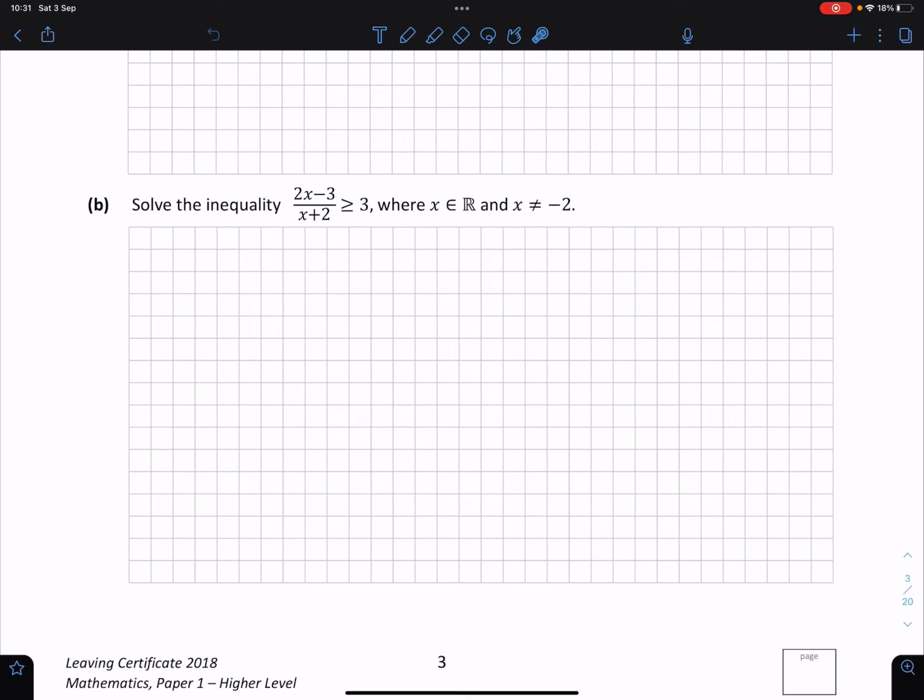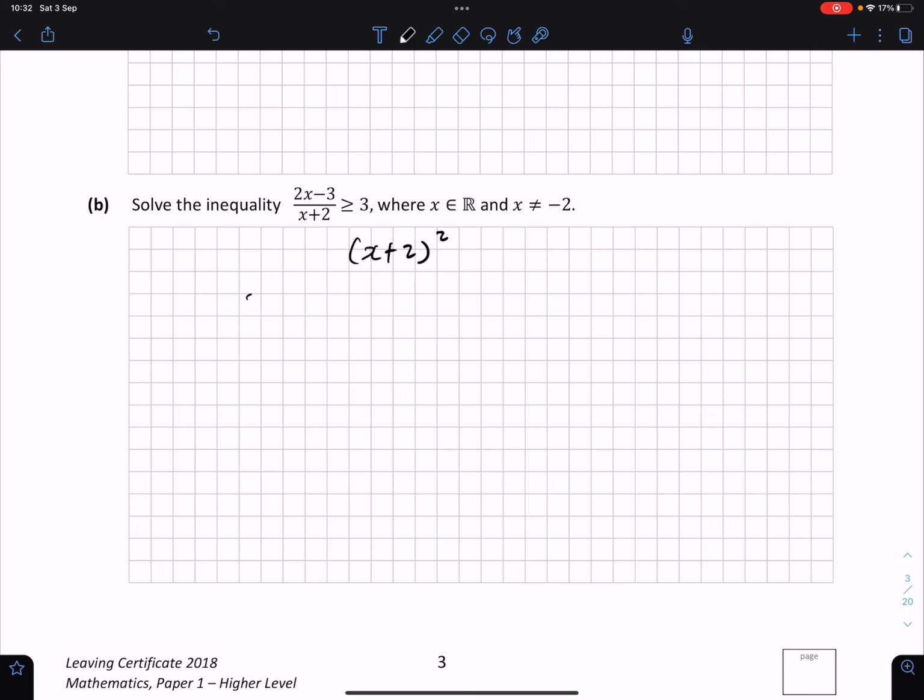But we can't just multiply by x plus 2. We need to multiply by x plus 2 squared. Now, why x plus 2 squared? Well, if we multiply both sides by a square number, it gets rid of any negative possibility, so we're always stuck with a positive number. That's essentially the reason why we multiply both sides by the denominator squared.